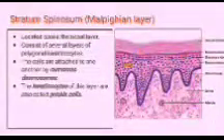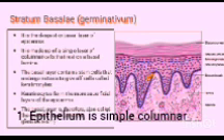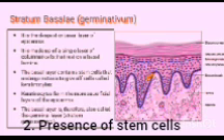So we have the stratum spinosum, the stratum basale. It is also called stratum germinativum. The stratum germinativum, from germinate, germinal, you get stratum germinativum. The unique characteristics here, what you should note, number one, the epidermal cells here are made up of simple columnar cells. Number two, there are stem cells here.